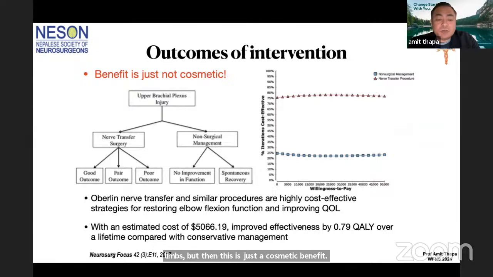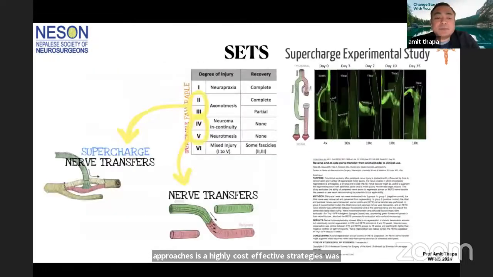This was a publication in 2017 where they have found that the overlying nerve transfer and similar procedures are highly cost-effective strategies for restoring elbow flexion function and improving the QOL. Hence, the data is there that it helps.